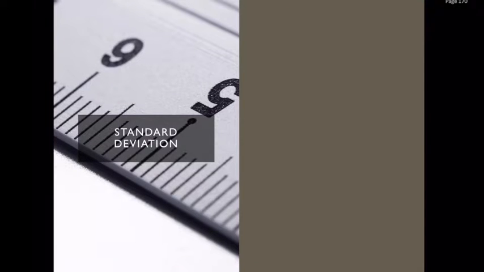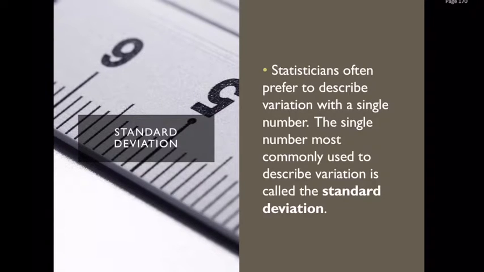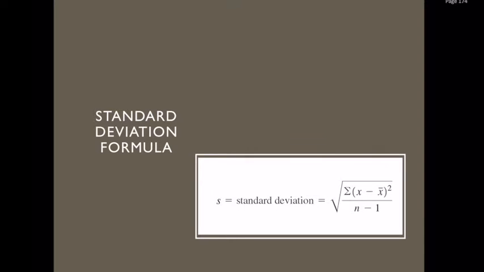Right, class, so the most commonly used measurement of variation is standard deviation. The standard deviation is the one variable that statisticians use to describe the variation of a data set. Okay, it's the most commonly used way to describe variation. So the standard deviation formula can look a little complicated.